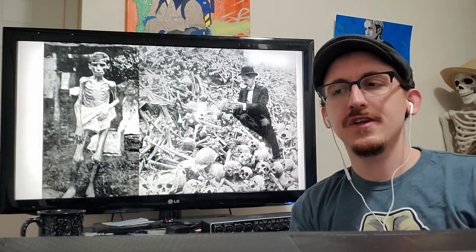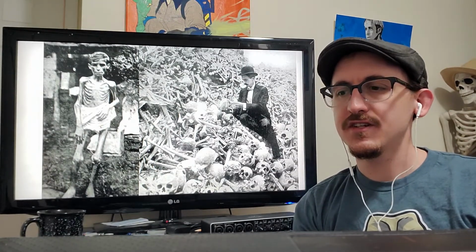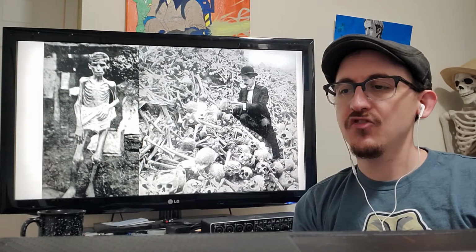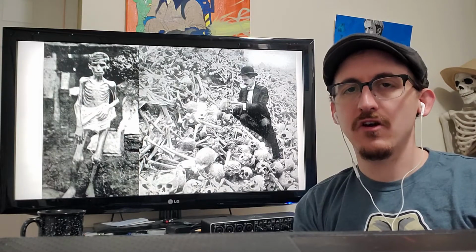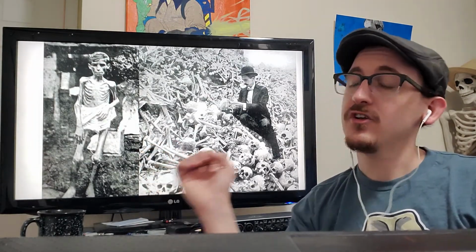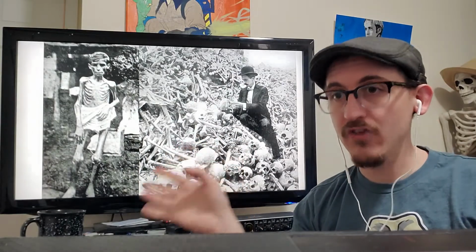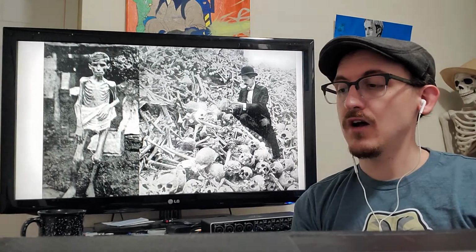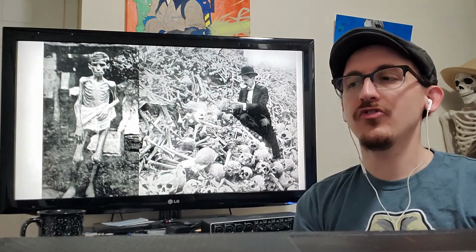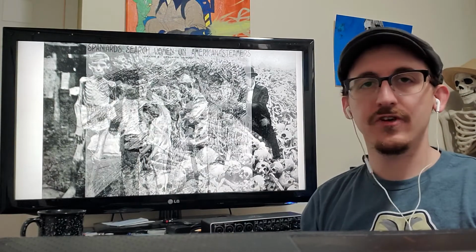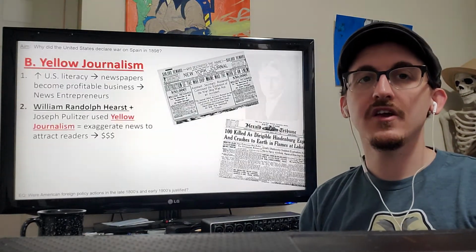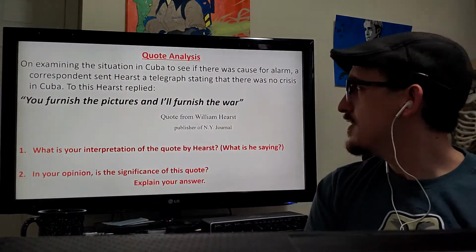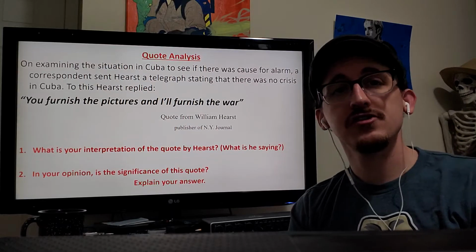Now, like I said, the situation isn't what he's exaggerating as much as he's putting the pieces together in a way to purposefully rile up the American public. These things really happened. What the Cubans were facing was a horrific situation, and I don't want you to think that it wasn't. But what Hearst was doing was purposefully getting the United States involved in a war. So here it is: you furnish the pictures, I'll furnish the war.